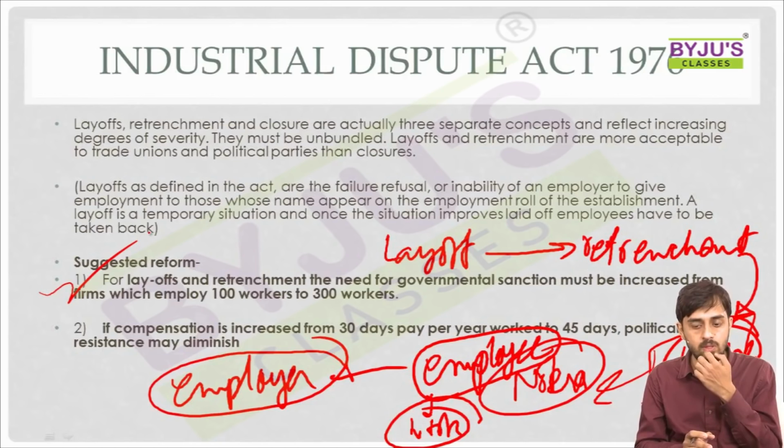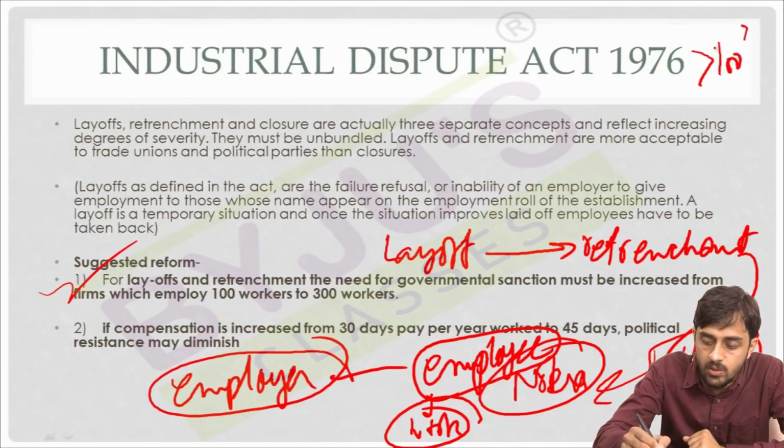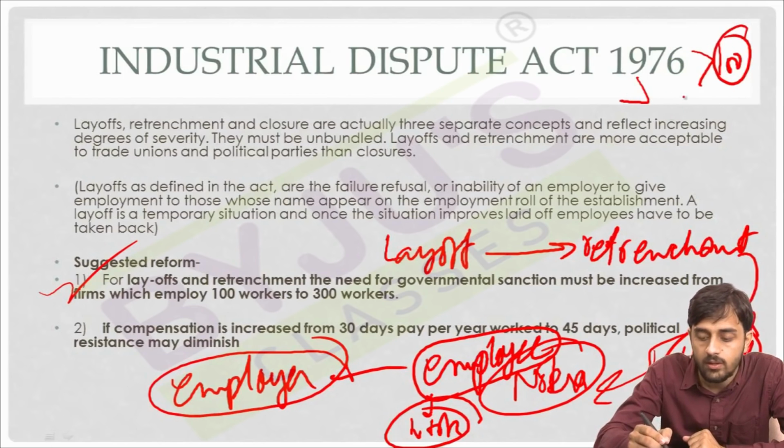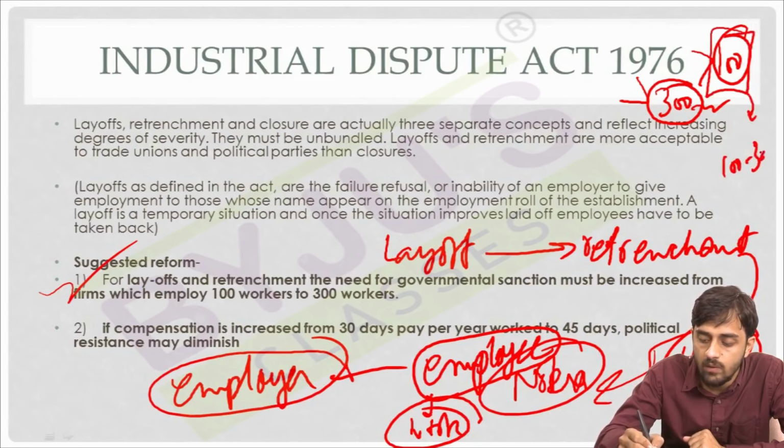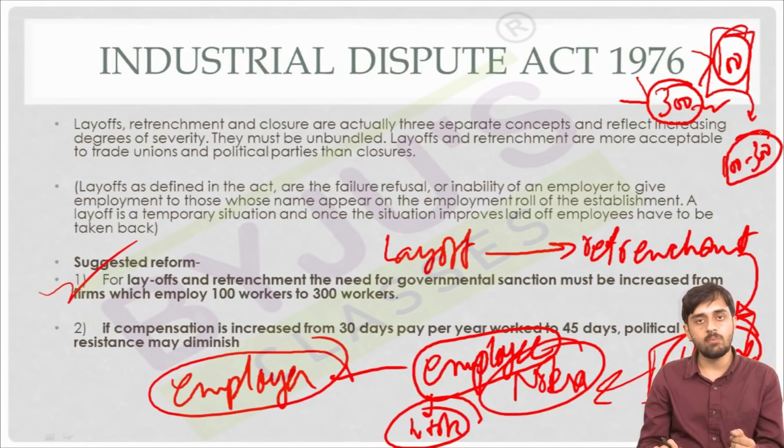Right now, the provisions of the IDA come into operation every time the number of workers in a unit goes beyond 100. What we are basically suggesting is that the provisions of the IDA should come into operation only in industrial units which employ more than 300 workers. So this would ensure that industries which employ 100 to 300 workers will not be subjected to the provisions of the IDA. That is the first major reform that is suggested.